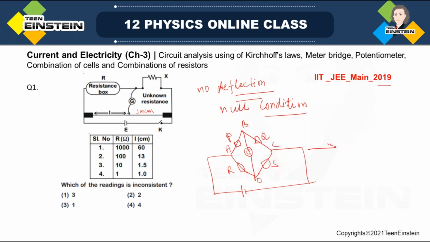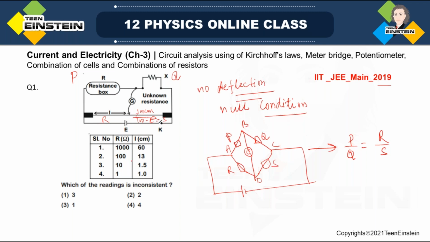At the null condition for this Wheatstone bridge, we write P by Q is equal to R by S. In this case, we have to see which one is what. Here, this resistance box is acting as P, this X is acting as Q, this length L is acting as R, and the rest of the length, that is 100 minus L, is acting as S. So comparing that, we can get it.